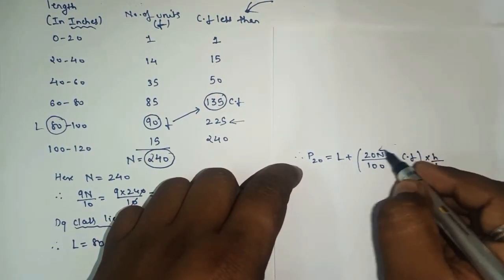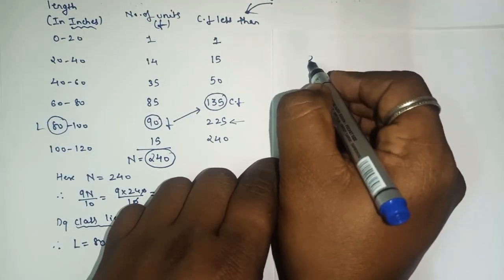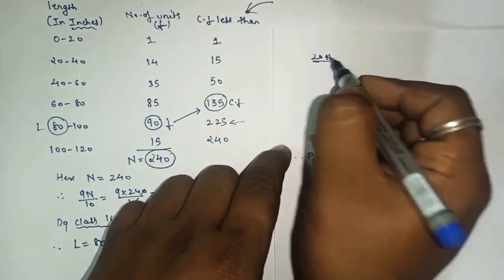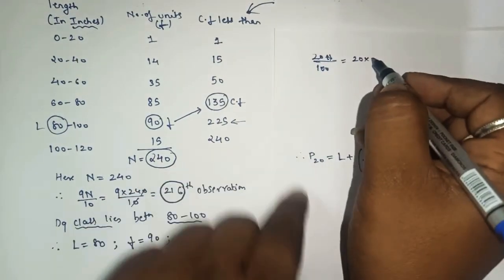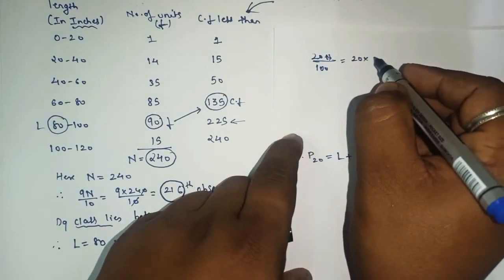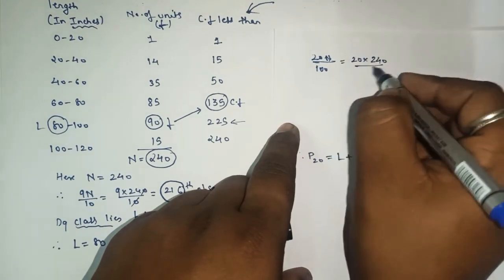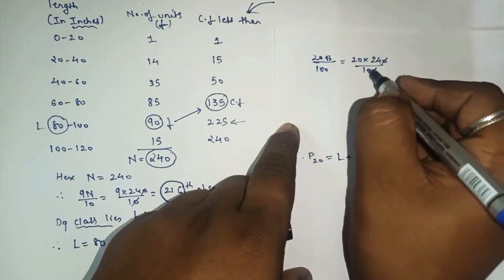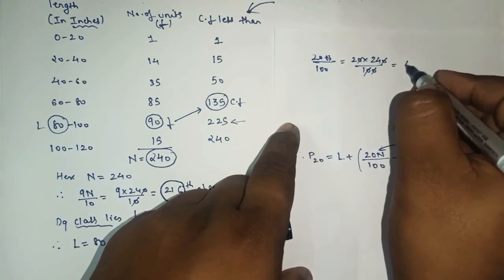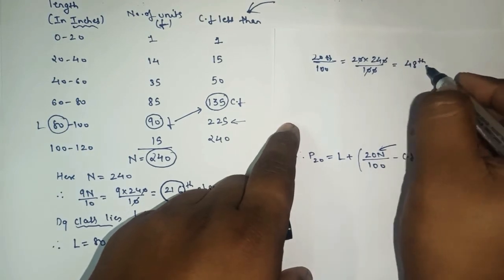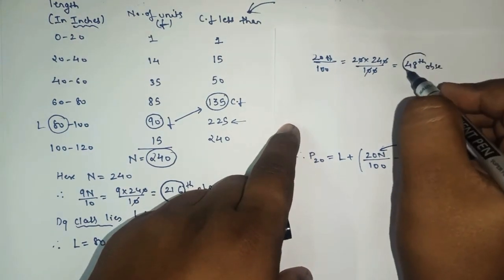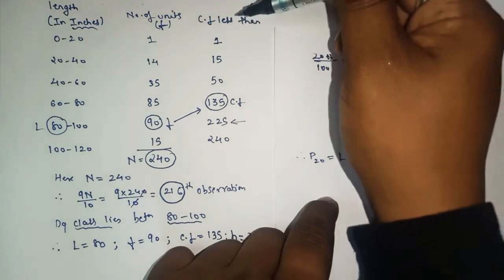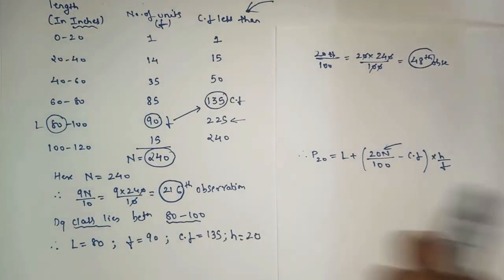Again same, we'll take this part, we'll write here 20n upon 100. So 20 into what is the value of n? 240 upon 100. So cancel 0 and 0. Here we got 48 observations. Understood.